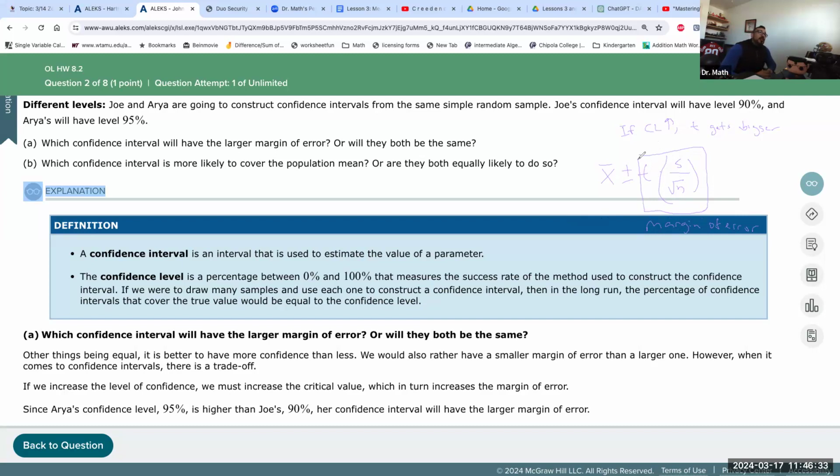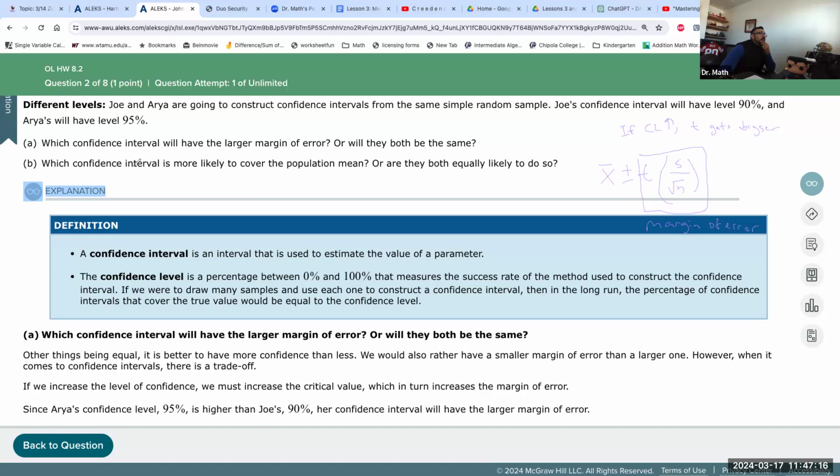So the more confident you are, the wider the spread is going to be. The narrower that spread is, the less confident you are. There's less room to make a mistake. So in your notes, put: if your confidence level increases, your margin of error increases. Because of the formula, that confidence level directly impacts your t-score, and when that t gets larger, this entire thing gets larger. This margin of error gets larger.